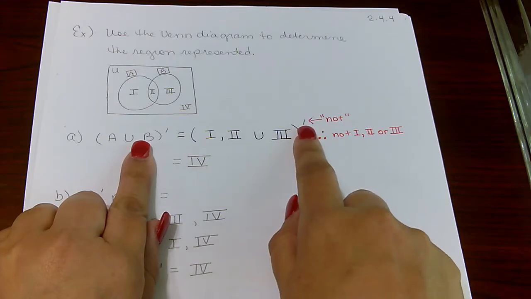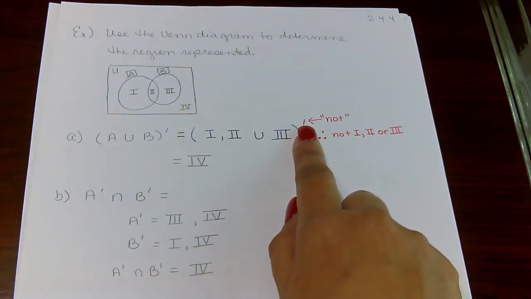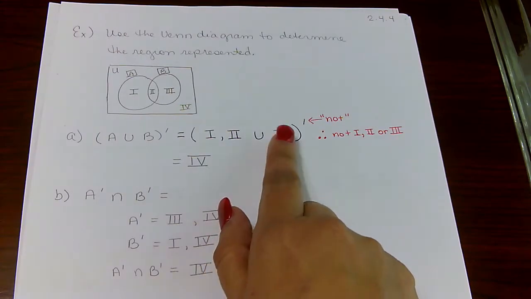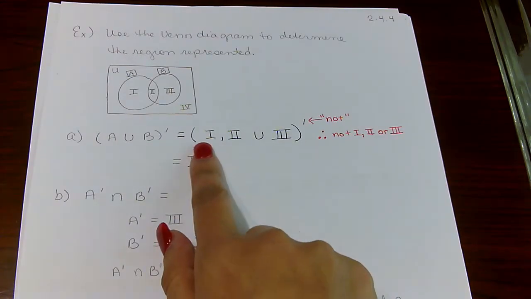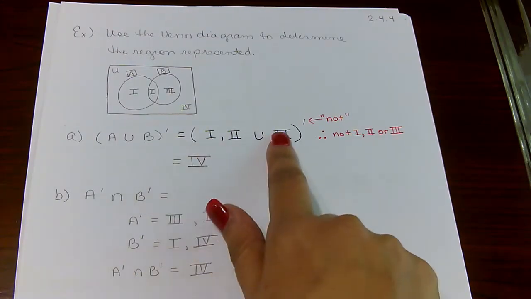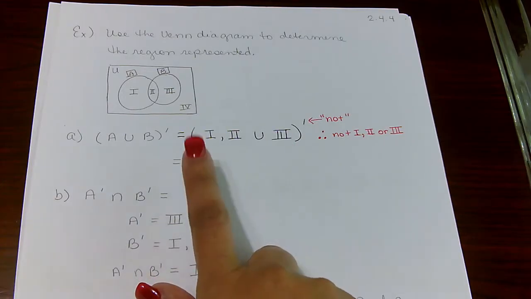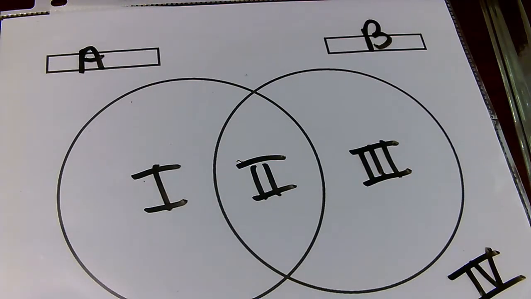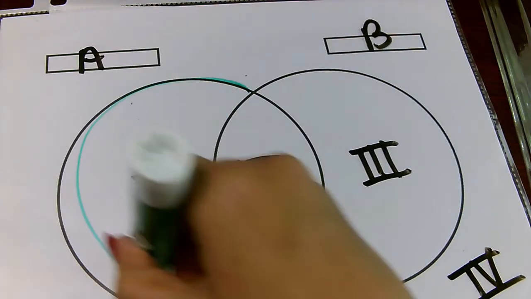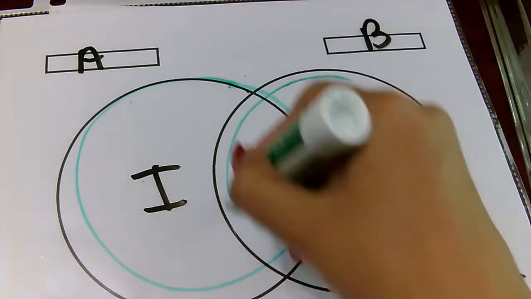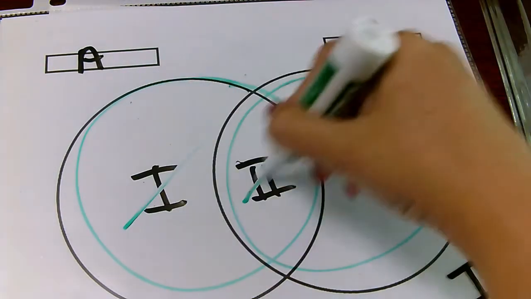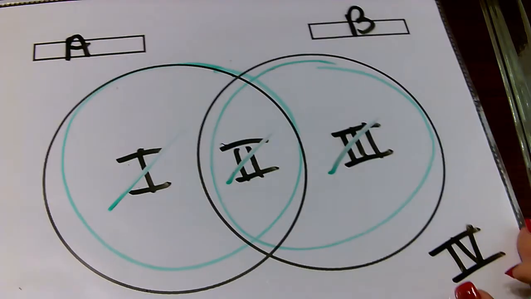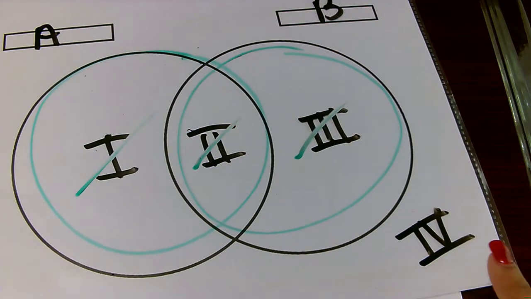However, when you have that complement or that not sign, you're not going to use any of these. It will be only what is not listed here. So what is not listed is region 4. If I were to do that using my Venn diagram, I would go ahead and say A, which is here, B, which is here, and not means don't use those. We only use region 4.